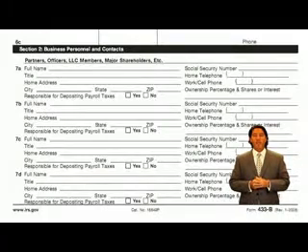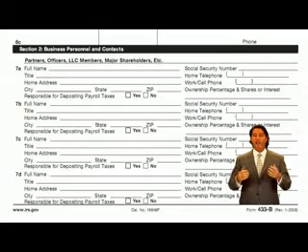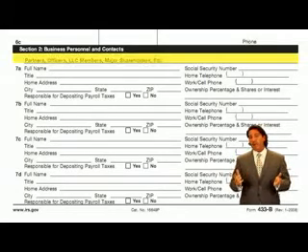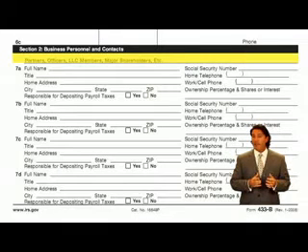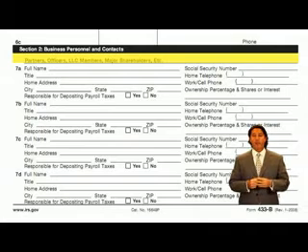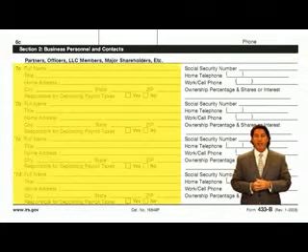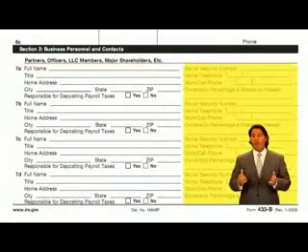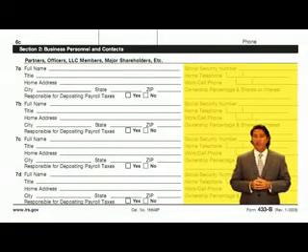Section 2, the business, personnel, and contact information. This is where you're going to list the partner information, the officers, if it's an LLC, limited liability company, the members' names and or shareholders, along with their respective contact info, phone numbers, addresses, and social security numbers.